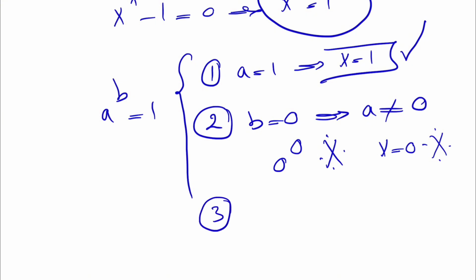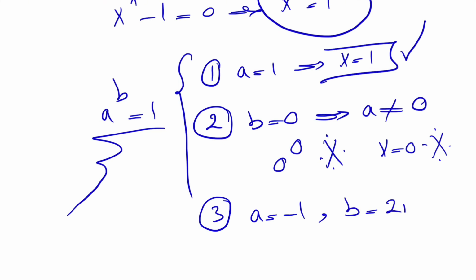And the last one is the most tricky condition in this situation, and that would be when we have our a is equal to minus 1 and our b is equal to an even number. So let's show it with 2 times n, and n is basically positive integers. So our b can be basically 2, 4, 6, 8, and etc.